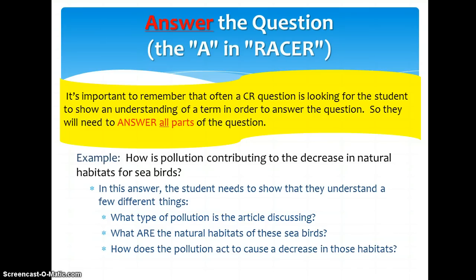How is pollution contributing to the decrease in natural habitats for seabirds? In this answer, the student needs to show that they understand a few different things. First, what type of pollution is the article discussing? Second, what are the natural habitats of these seabirds? And third, how does the pollution act to cause a decrease in those habitats?